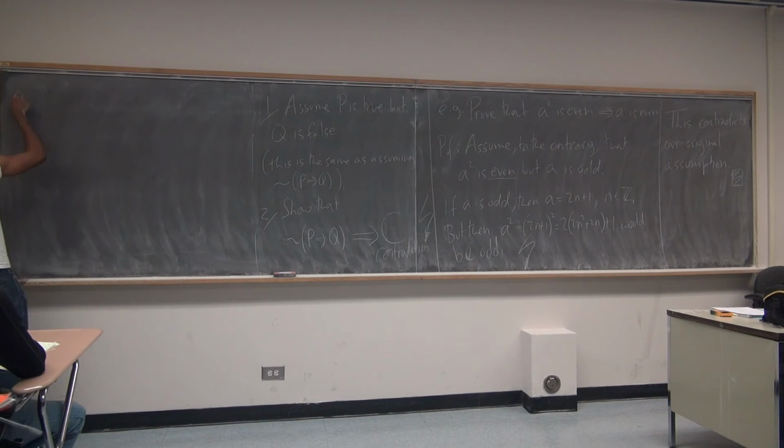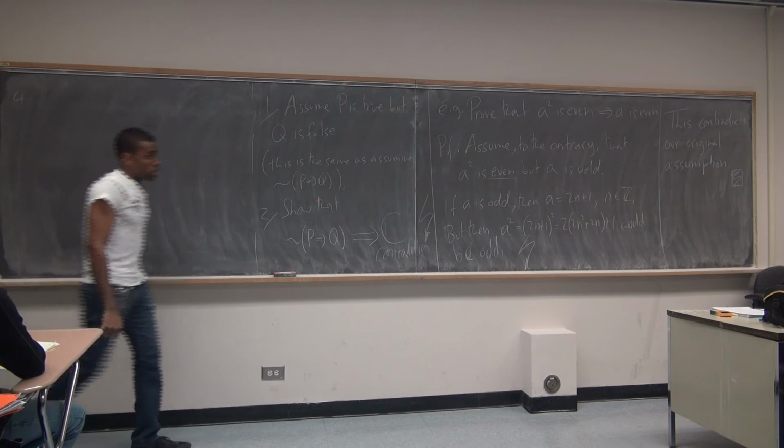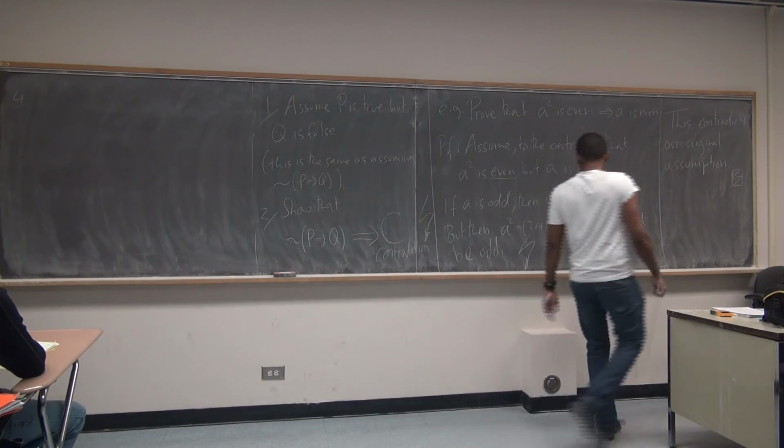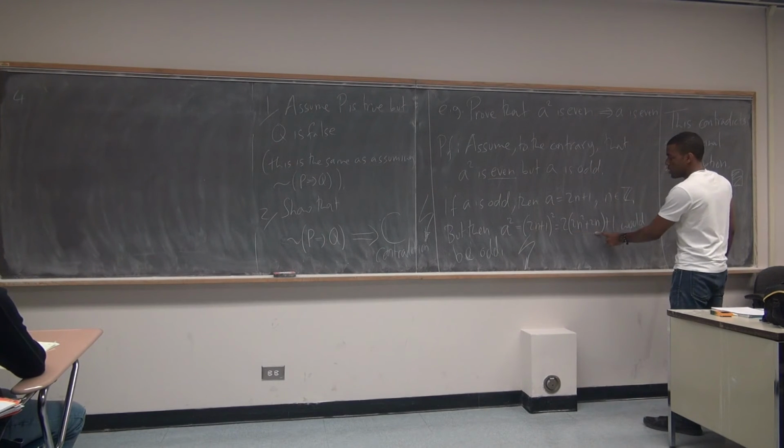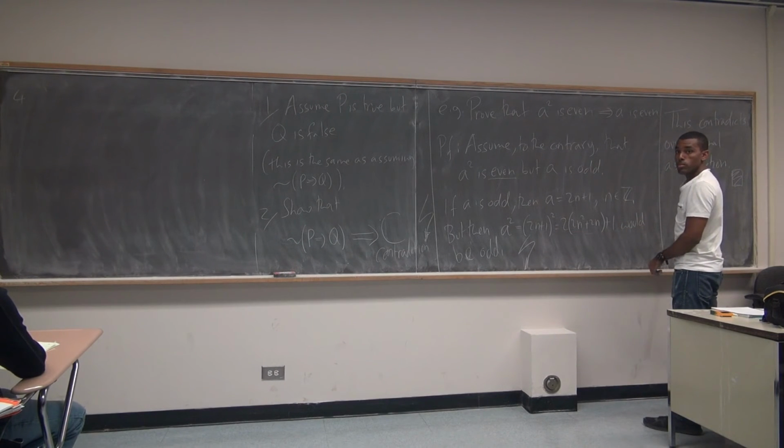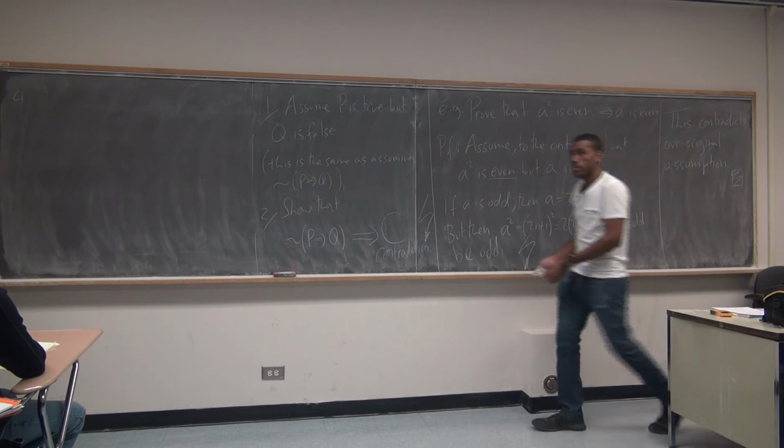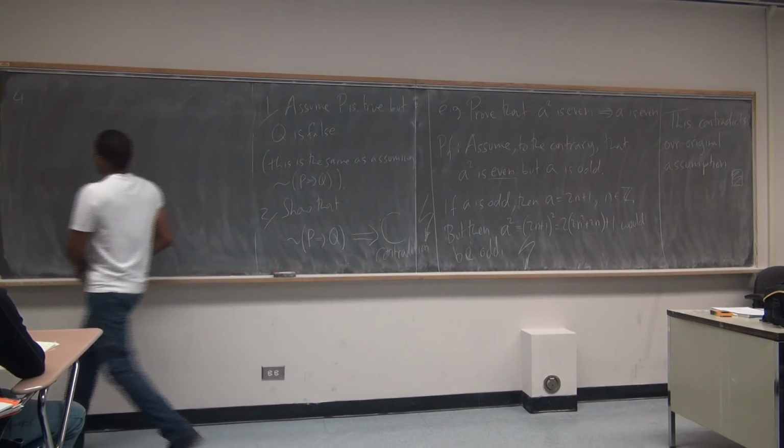Jerome, yes. How would the (2n plus 1) squared be odd again? Is it equal to 2 times (2n squared plus 2n)? Yeah, it's equal to 2 times an integer plus 1. Anything that's 2 times an integer plus 1 is odd, by definition of being odd. Gotcha. Thank you.